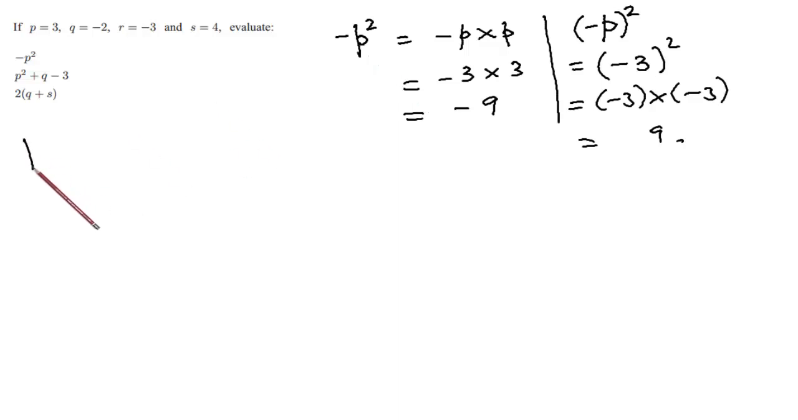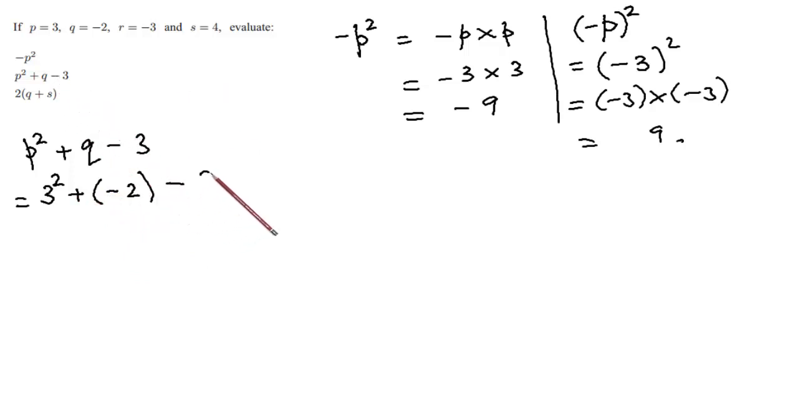Let's do the second one. P squared plus Q minus 3. In fact, you can take a pause and you can try it yourself. So P squared is 3 squared plus Q is negative 2. So we should always write negative substitutions in brackets. So we write this as a negative 2 in brackets, because otherwise we would have two signs together, one after the other. And then we have minus 3.